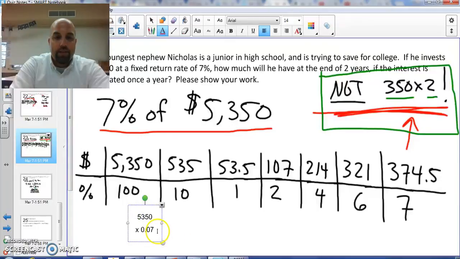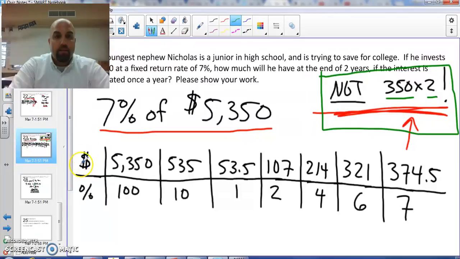This is tricky. So since it's tricky, guess what? I'm not going to do it that way. How am I going to solve this problem? I am going to use a ratio table. And here we go. Here's my ratio table. Got money up top, percent down the bottom. Notice that my 100% is now changed. And that was the key to this problem. 100% of what I invest for the second year is $5,350. So I got to find 7%.